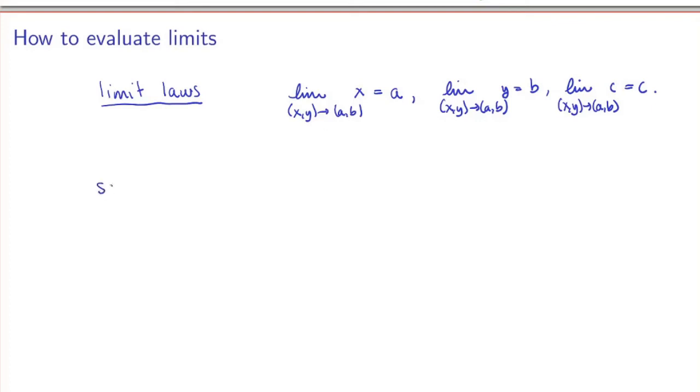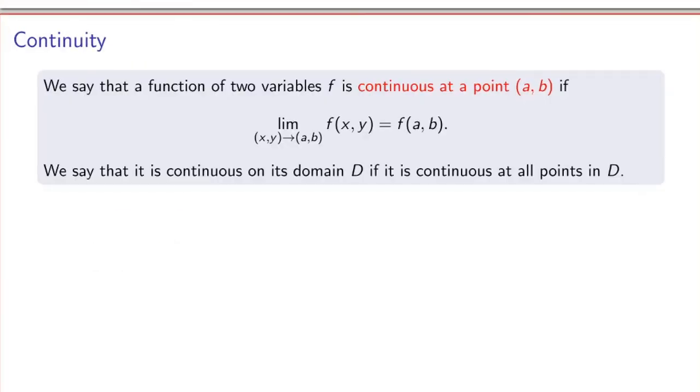Another thing you can use is the squeeze theorem, which is something that you already studied for limits of functions of one variable, so it still holds here. And one more thing you could use is just the definition of the limit, but we're not going to do that in this class. But you could use the epsilon-delta definition to show that a limit exists. But even with all these tools, it's not so easy to evaluate the limit of functions of two variables.